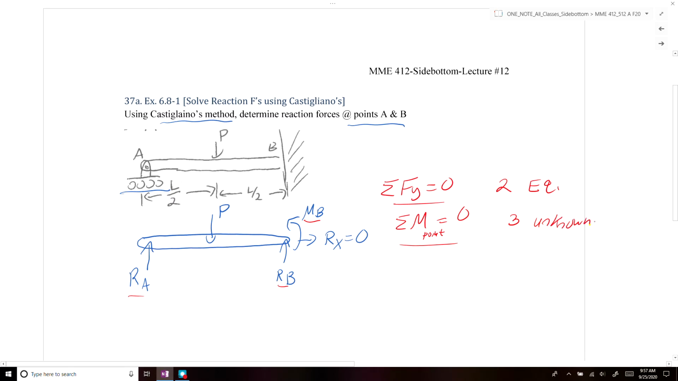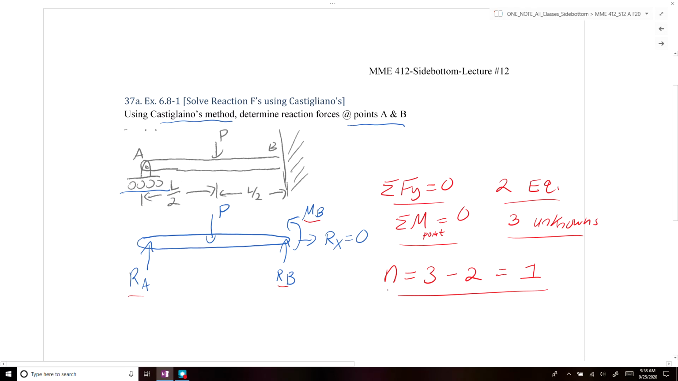Because we have more unknowns than the number of equations, this problem is statically indeterminate, and the order of the indeterminacy is equal to the number of unknowns minus the number of static equations we can apply. In this case, we have three unknowns and two equations we can apply. Therefore, we need one more equation to solve for these unknowns.